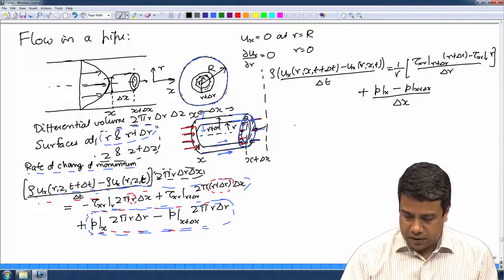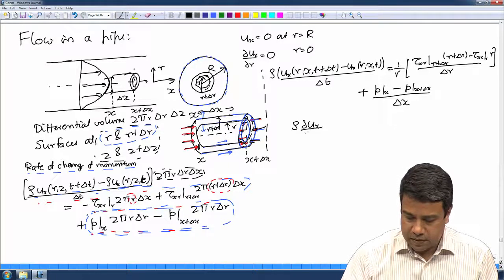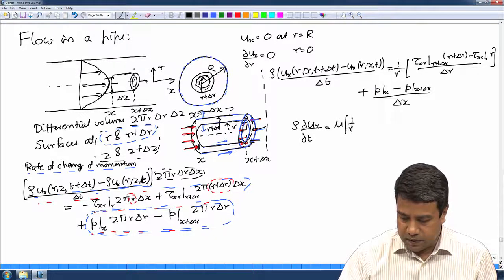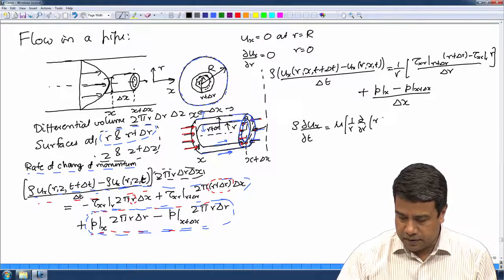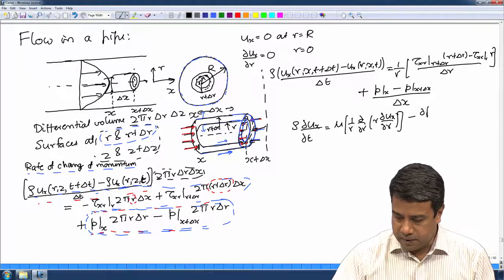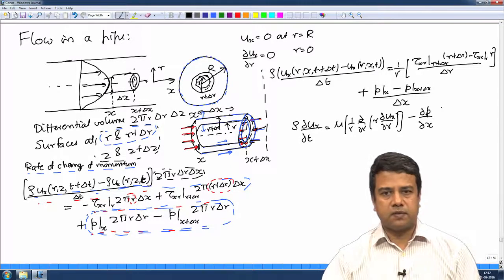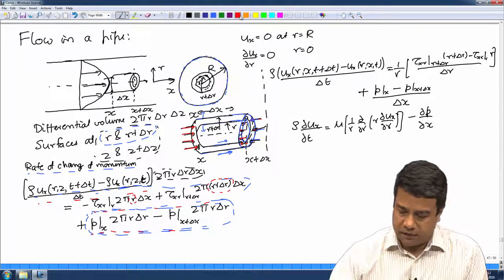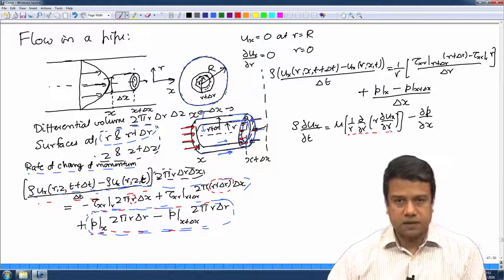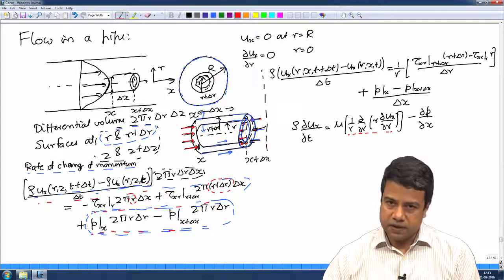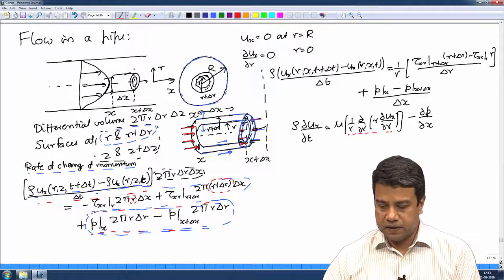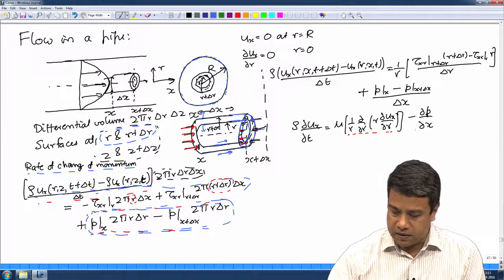Rho dux by dt is equal to mu into 1 by r d by dr of r du x by dr, minus dp by dx. So, that was the balance equation that we had got. This slightly more complicated form of the operator is because we are considering a cylindrical volume. We had got a similar equation for the concentration and the temperature fields, but without this additional term here.